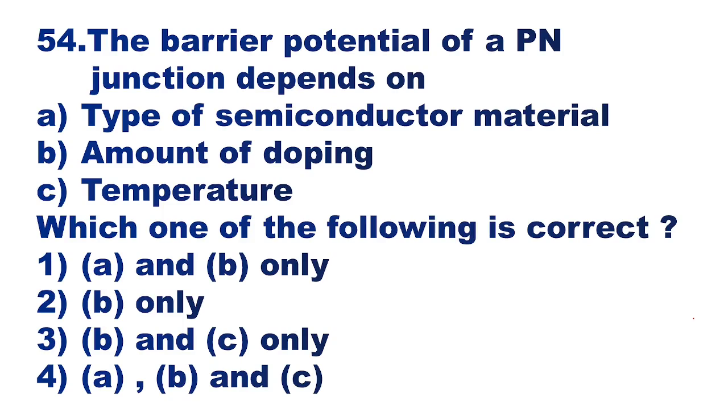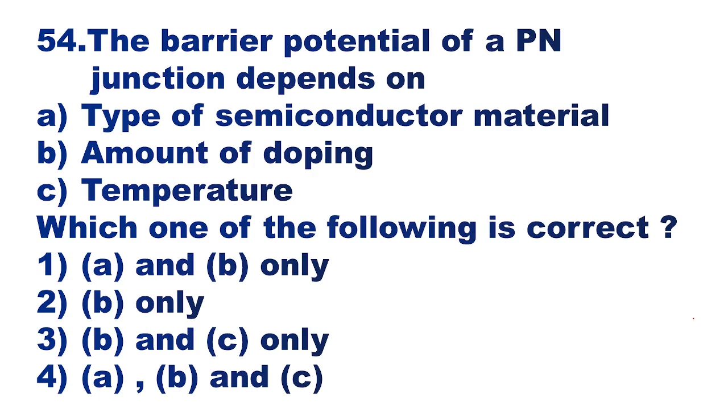In this question, the barrier potential of a PN junction depends on a parameter A, which is the type of semiconductor material, parameter B, which is the amount of doping, and parameter C, which is temperature. So the question is asked, the barrier potential of a PN junction depends on which of these parameters.